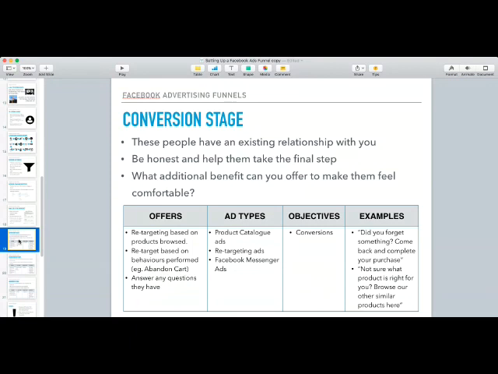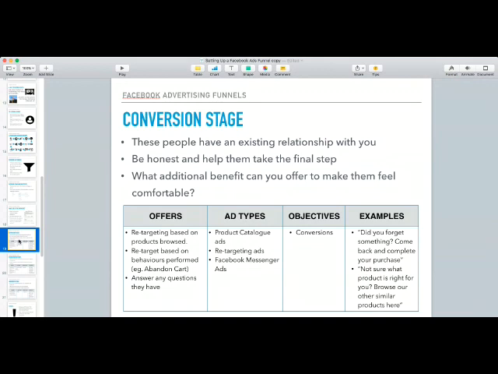So you want to be pretty honest with these people. And like I said in my purchasing journey, the language that they used in that advertisement, as opposed to how they were kind of non-salesy and non-committal in that first advertisement, was very different. So whether it's something that you can be honest with them and help them take that final step, ask yourself what other additional benefits can you offer to make them feel more comfortable to make a purchase or conversion, or whatever your conversion point is.